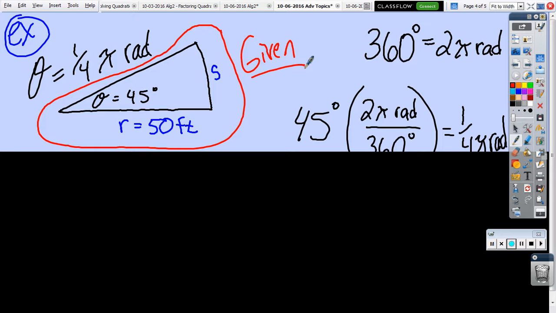So you guys will be able to find the distance of a curve. Okay, this comes about later. You can write it now if you want, but I'm going to show you how we get that. The given is just in red.